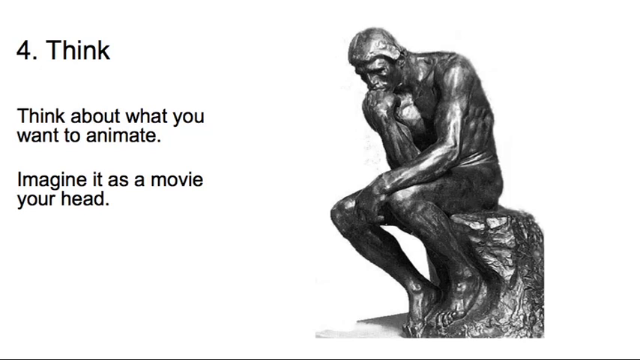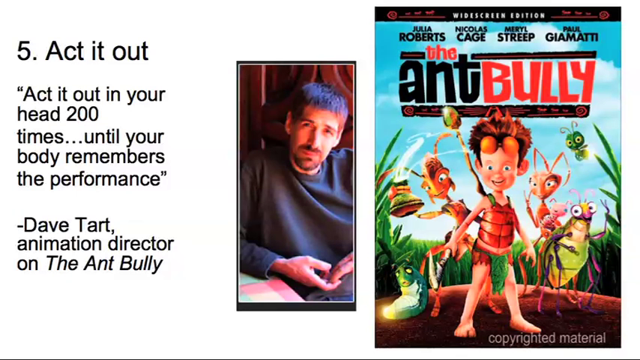So this is really your starting point. You've got to think about what you're doing, and you've got to try and imagine it in your head. This is the most important thing to do in animation: figure out what it is that you want to do, come up with an idea. So my advice to you is sit back in your chair, close your eyes, and try and imagine what it is that you're going to do. A friend of mine, Dave Tart, who is the animation director on The Ant Bully and has a lot of experience at Pixar, says that you've got to act it out in your head 200 times until your body remembers the performance. So it's really all about imagining it and then seeing it in your head.